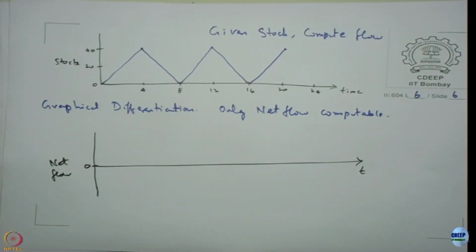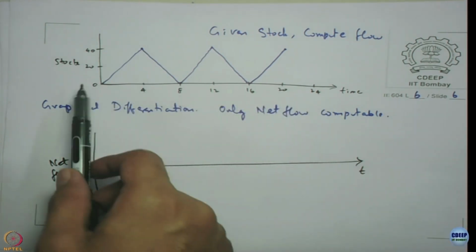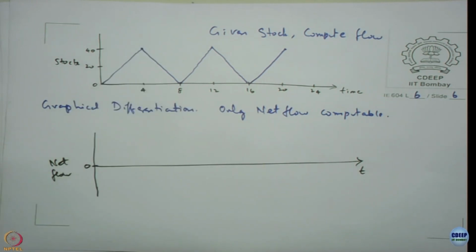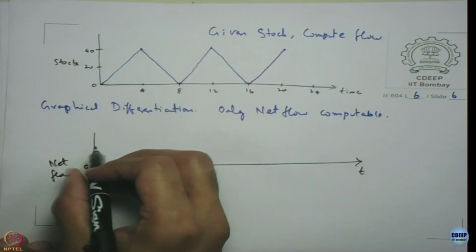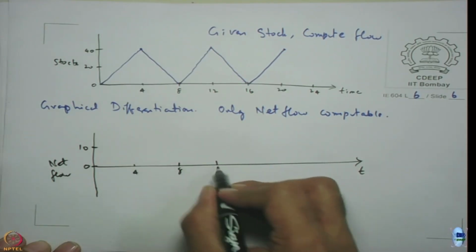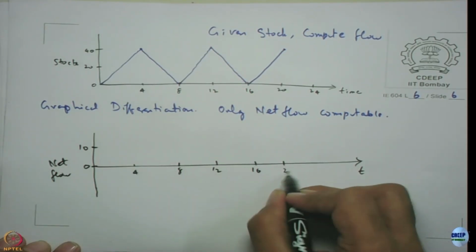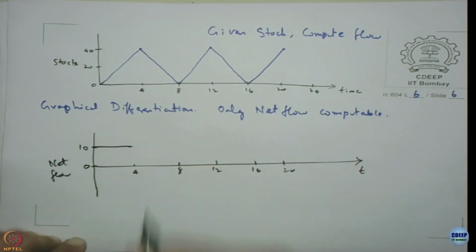What will be the values here? How will it change? Time units goes from 0, 4, 8, 12, 16, 20, etc. So 0 to 4, the increase has been 40 linearly. If it is a linear increase in stock, then it must be a rectangular constant value. For this, it has been increasing, so it must be 10. So up to time 4, then it must be constant at 10.